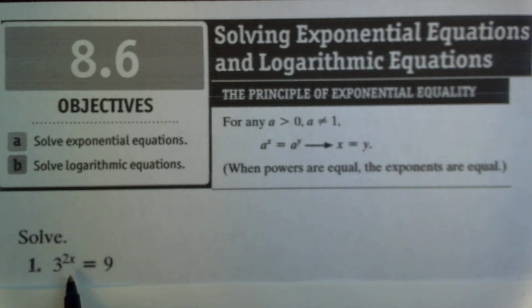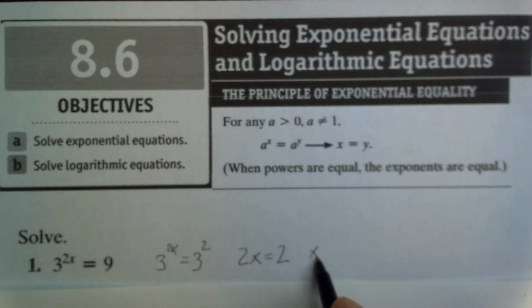3 to the 2x equals 9. So we can rewrite the 9 as 3 to the second power. So now the exponents are the same. That means 2x equals 2, which means x equals 1. So that's how we solve that kind of exponential equation.